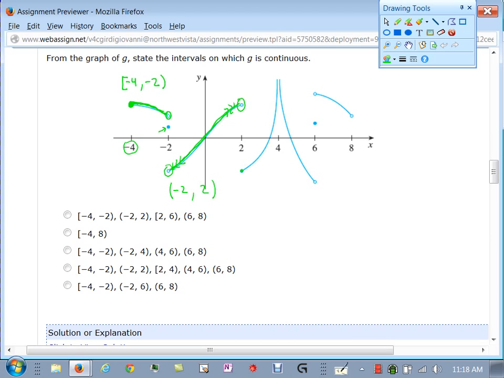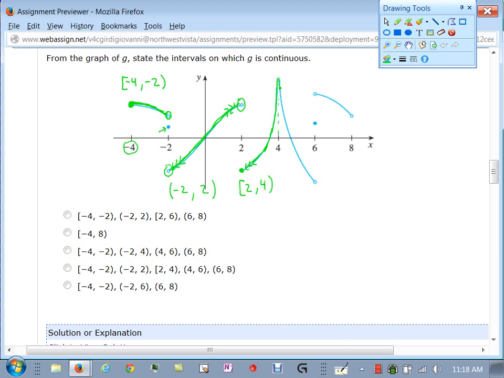Then I start out at 2, and notice that at 2, I am right continuous here, and it continues to go up, and then I have an asymptote at 4. So I have a break in the graph. My function can never be defined at 4 because of this asymptote. So I would say from 2, including 2, all the way to 4, but not including 4.